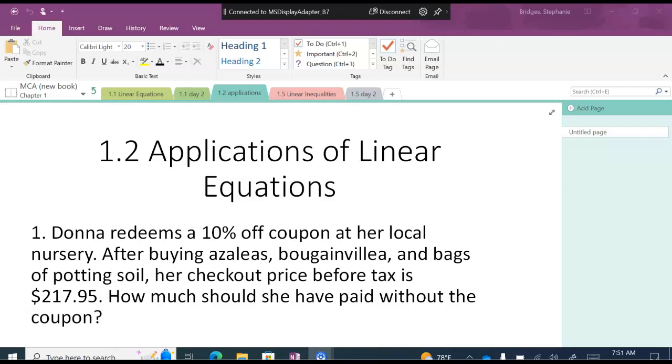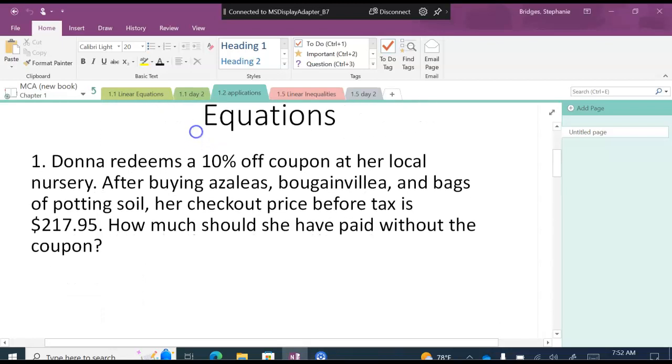How much should she have paid without the coupon? Okay, so think about this. When you go to a store, we won't use coupons before, I hope, right? Okay. So how would you figure out, scratch that. What's the unknown here? What is it we're trying to find? How much the total cost was, right?